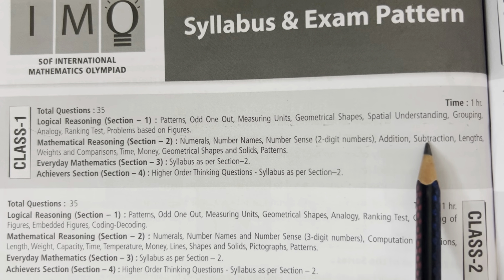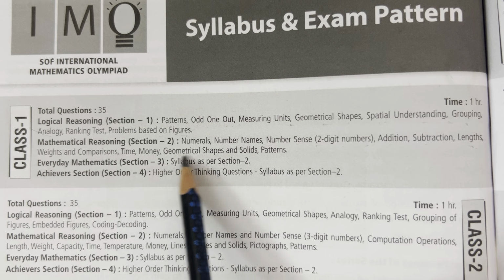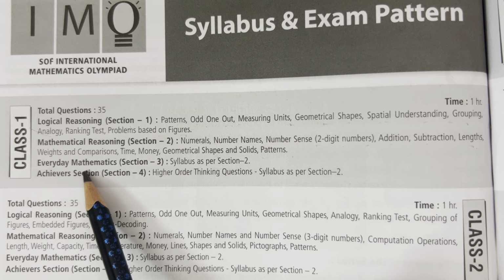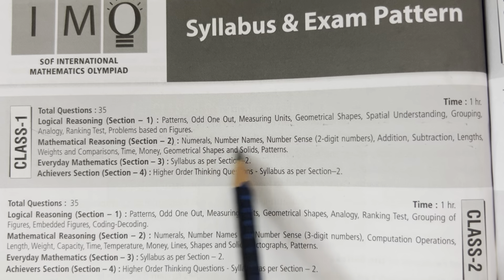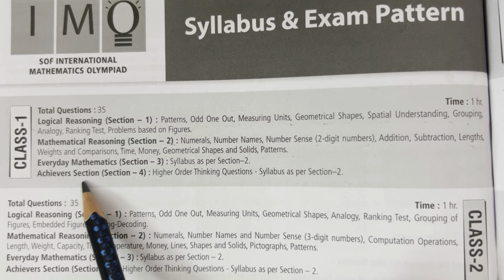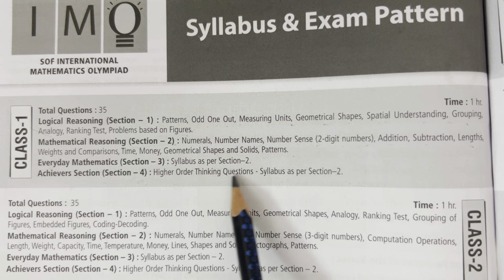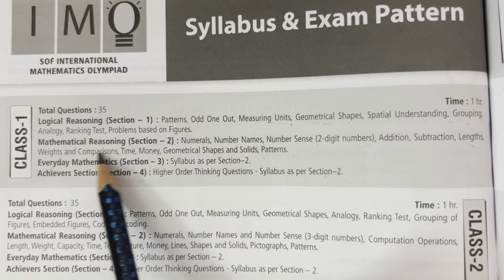Addition, subtractions, length, weights and comparisons, time, money, geometrical shapes and solid patterns. And in section 3, everyday mathematics, syllabus as per section 2. And in section 4, achievers section, higher order thinking questions, syllabus as per section 2. This is your syllabus.